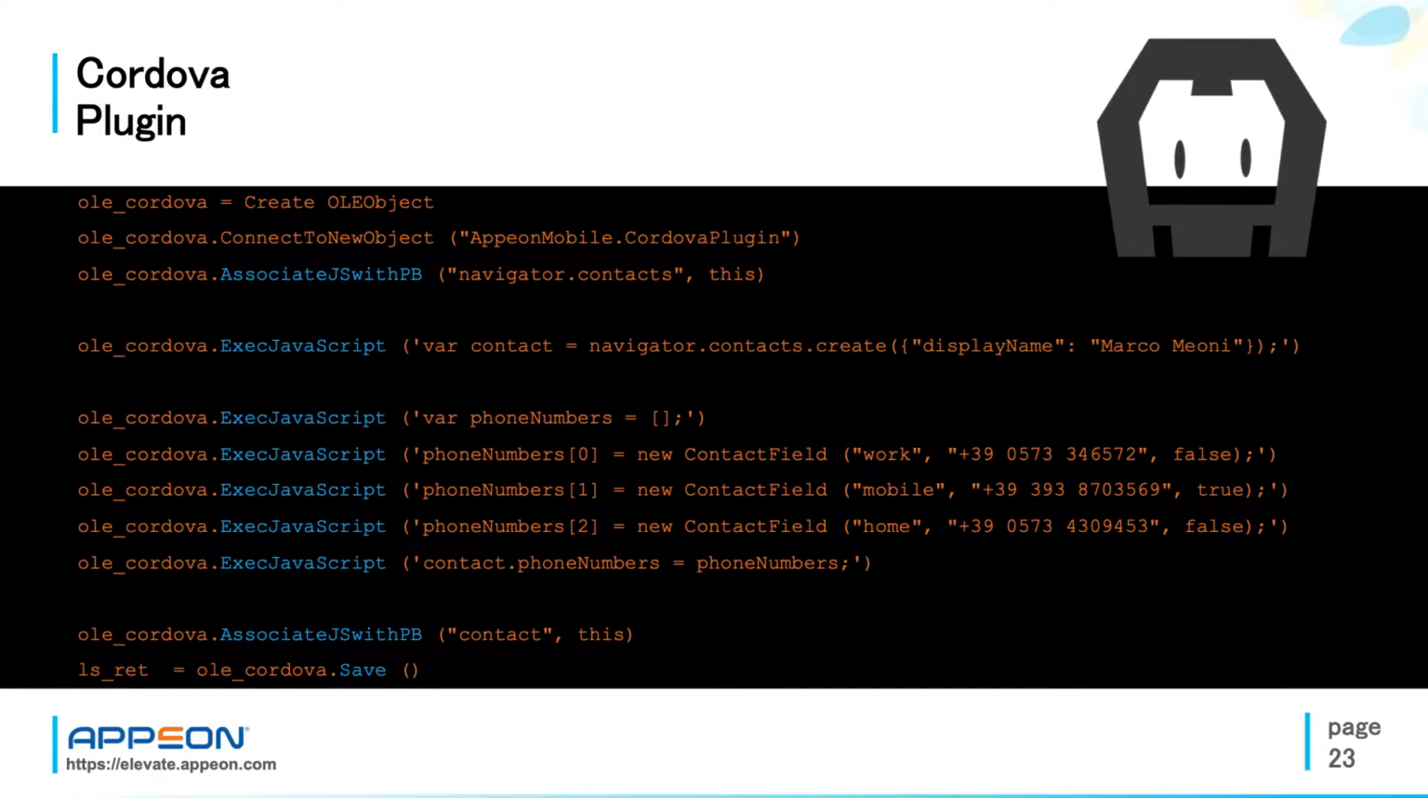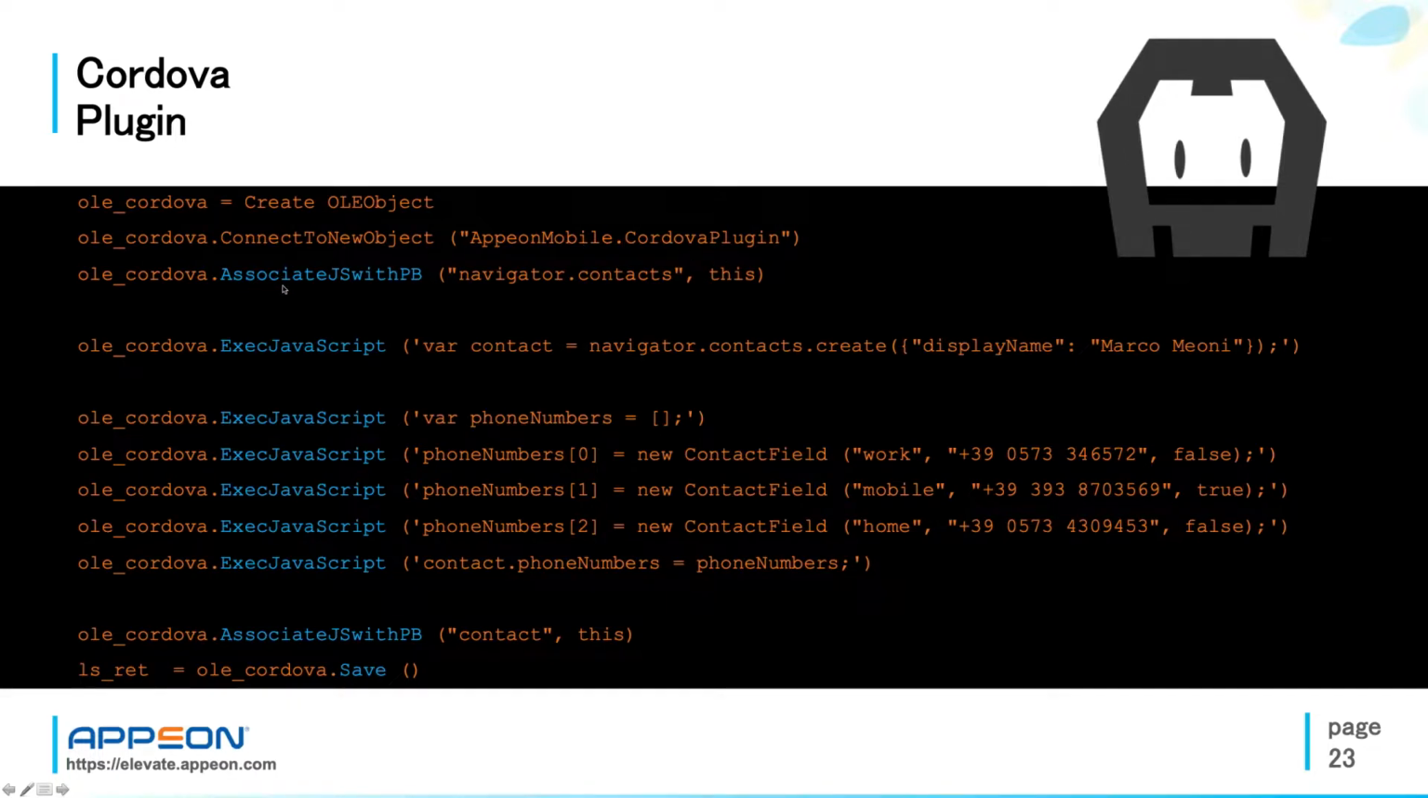Next is the Cordova plugin, which allows you to access a number of native plugins to access built-in native features of your mobile device, which are not supported by the standard WorkAround library API. An example here uses the address book, and in particular, I want to add a new contact. So in order to use the Cordova plugin in PowerServer Mobile, you can use the PowerBuilder syntax CONNECT TO NEW OBJECT, and you give this name, Appeon Mobile Cordova plugin.